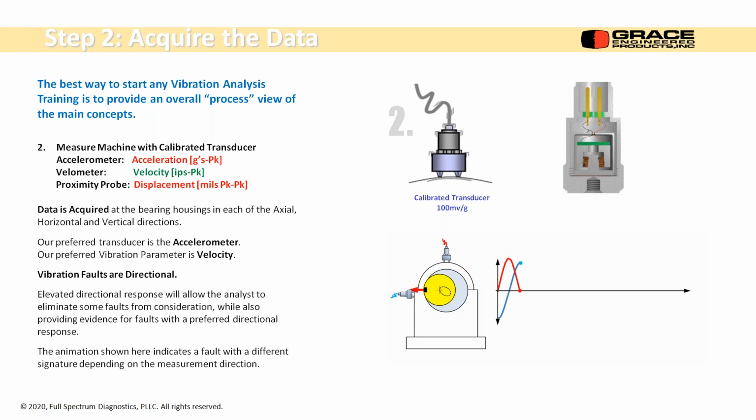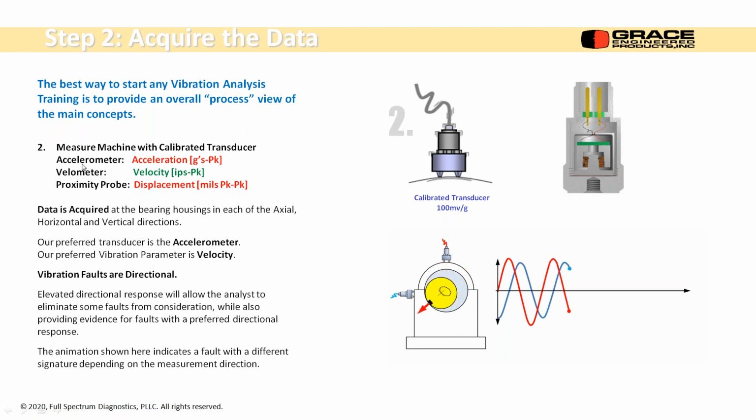This is a transducer, so it comes in a lot of different forms. This is just a single axis transducer. The ones that we're going to talk about a little bit later are typically 3-axis triaxial MEMS accelerometers. We'll talk more about it. But the direction is very important. Where we go with this one, we're going to measure the machine with a calibrated transducer.